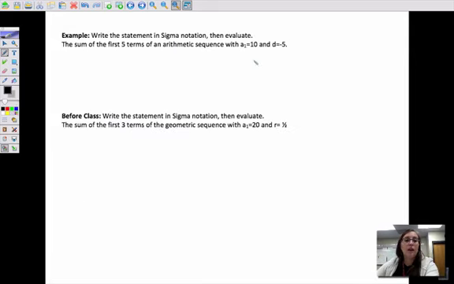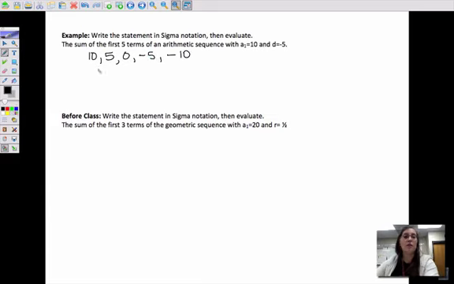Giving another example here: the sum of the first 5 terms of a sequence with a sub 1 equal to 10 and a common difference of minus 5. I'm just going to write these out here. I have the first term as 10, and then my common difference is minus 5, so I'm going to have 5, 0, negative 5, negative 10.